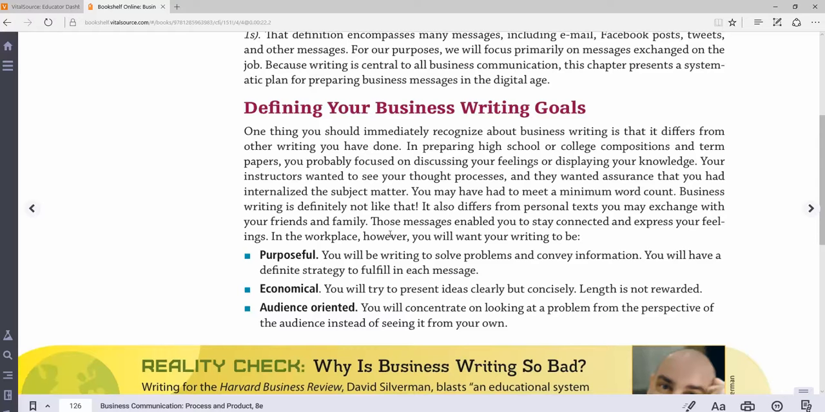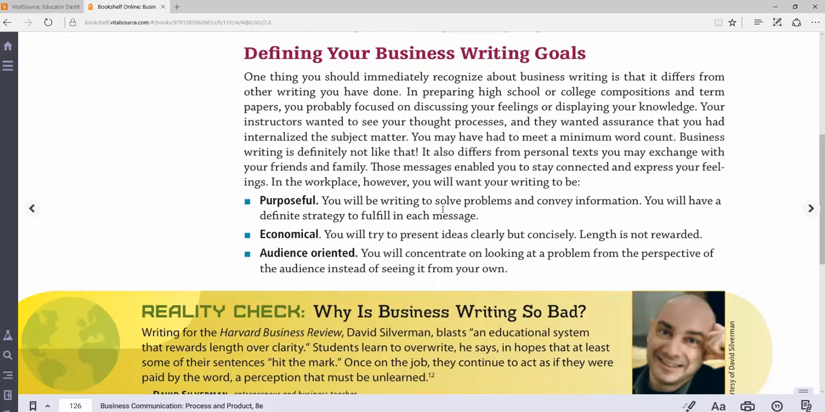So, in the workplace, you will want your writing to be purposeful. You'll be writing to solve problems and convey information. You have a definite strategy to fulfill in each message. Economical, you try to present ideas clearly but concisely. Length is not rewarded. Audience oriented, you will concentrate on looking at a problem from the perspective of the audience instead of seeing it from your own.